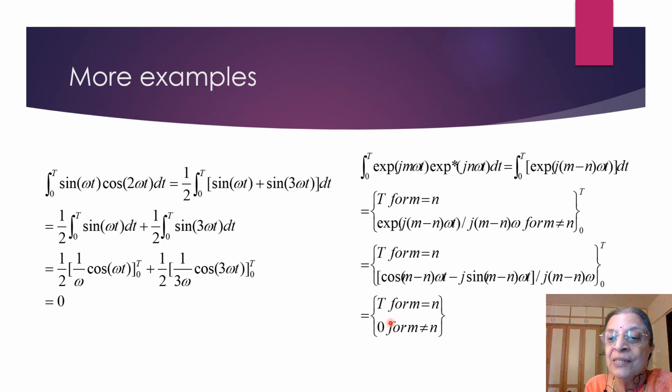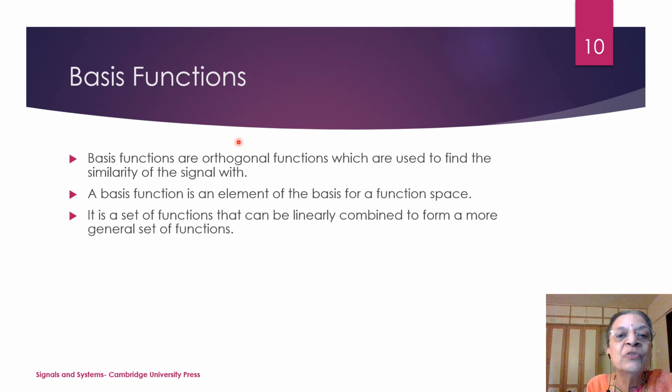So all sine functions are orthogonal to each other, all cosine functions are orthogonal to each other, and all sine functions are orthogonal to all cosine functions. So sines and cosines give us a complete set of orthogonal basis functions, so we can use them as the basis functions. Basis functions are orthogonal functions which are used to find the similarity of the signal.